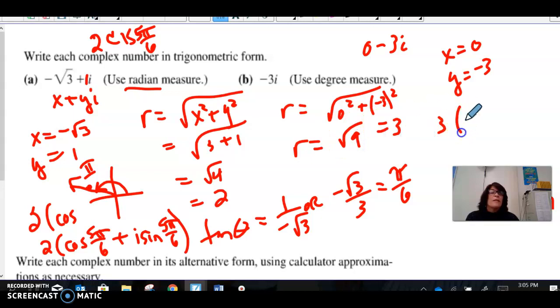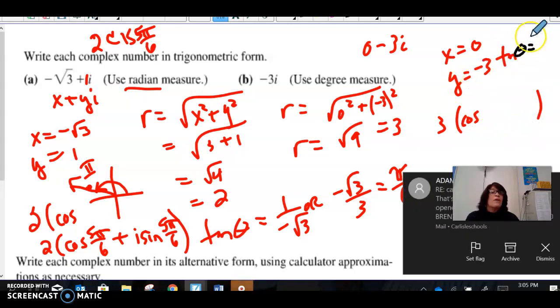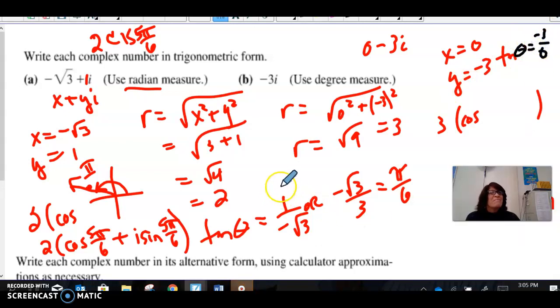So I have 3 times the cosine of, here we go again, tangent of theta is y over x, negative 3 over 0, that's undefined. Where is tangent undefined?